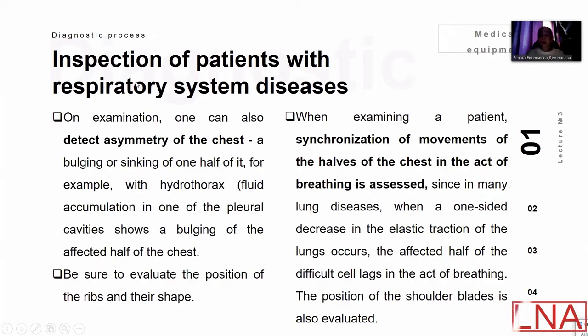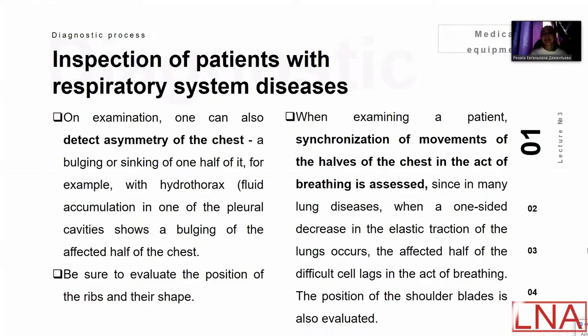So, next point. On examination, we can also determine asymmetry of the chest in the respiratory cycle and bulging or sinking of one half of it. For example, in patients with hydrothorax, with fluid accumulation in one pleural cavity, we can determine bulging on the affected half of the chest, the affected part. Be sure to evaluate the position of the ribs and their shapes.